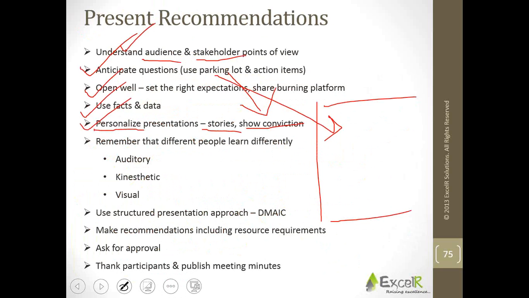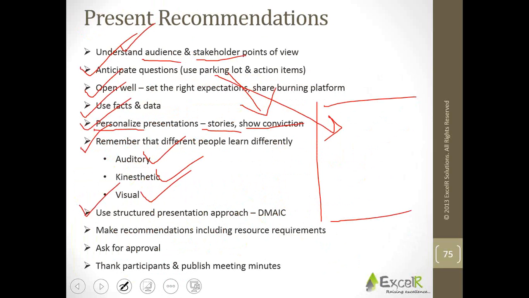These are all the soft skills that one should possess as a Six Sigma Black Belt. Remember that different people learn differently. Few people are auditory. Auditory means you speak and then they are going to learn. Few people you need to show the practicals, then they'll learn. Few people you will have to visualize. You'll have to show some visual displays and how the model is working. Probably a video will work wonders here.